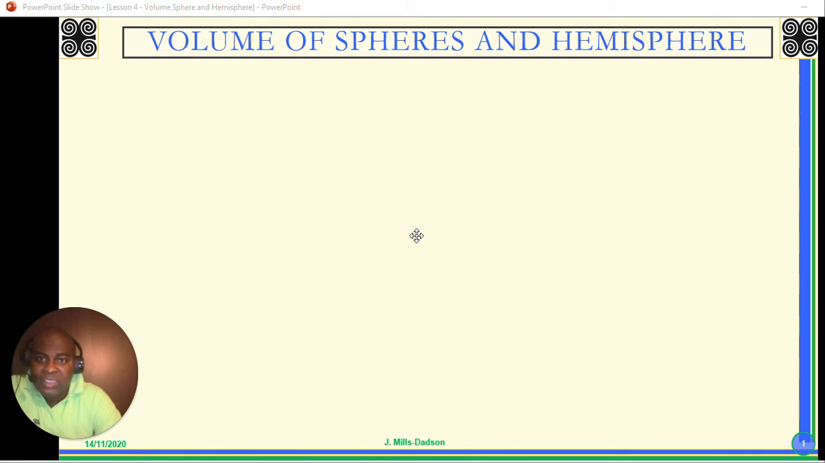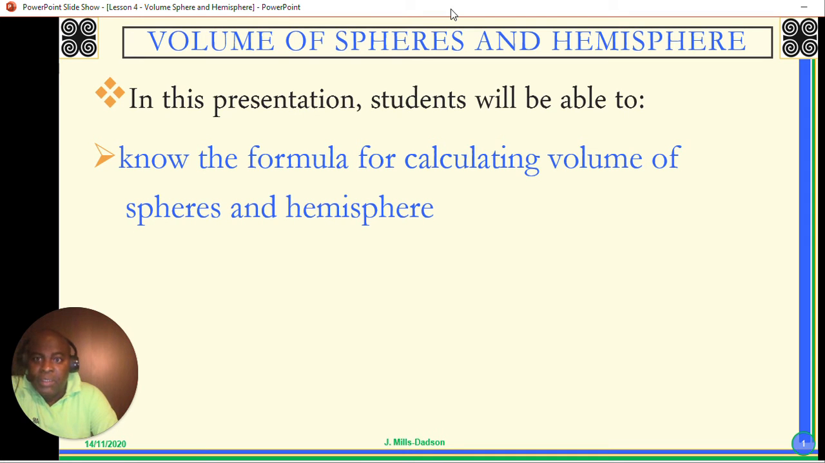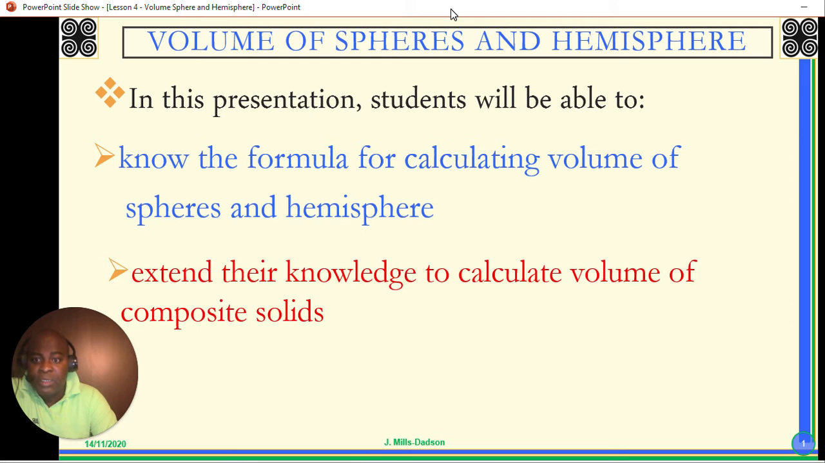This is our final lesson on volume, and I'll be talking to you about volume of spheres and hemispheres. So we'll go through the formula for calculating volumes of spheres and hemispheres. We'll also go through calculating volumes of composite solids and look at exam style questions.